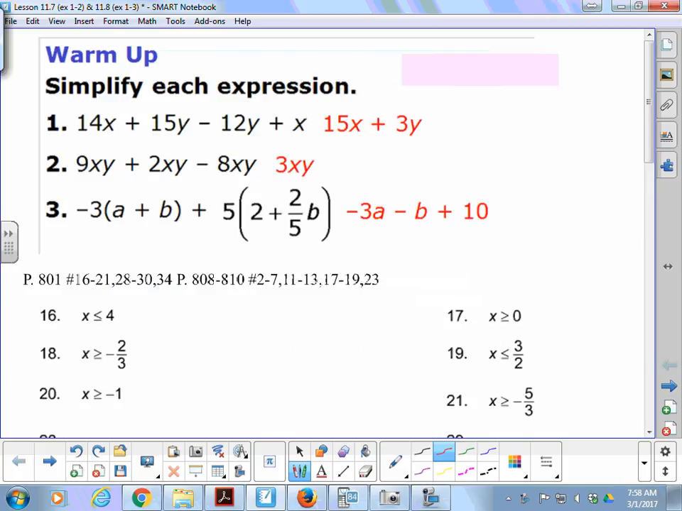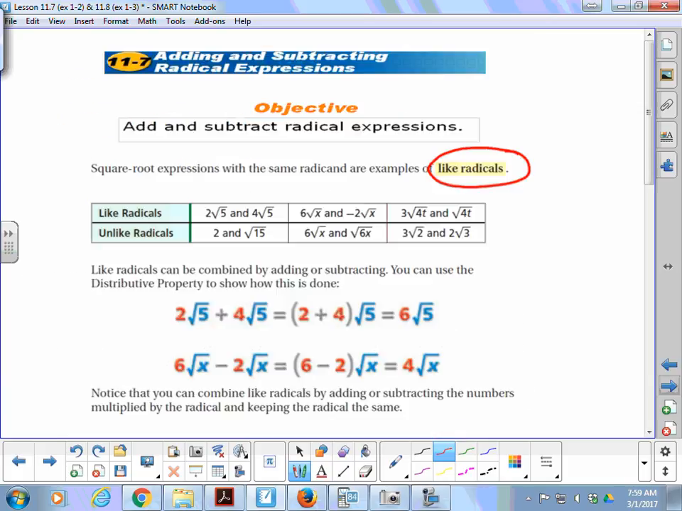To be able to combine here in 1, 2, and 3, we had to have like terms. We always say, to add with variables, you have to have like terms. Well, with radicals, we have to have a like radical to do it. So here is an example of some with like radicals, which means that what's underneath the radical sign has to be the same to be able to add them.